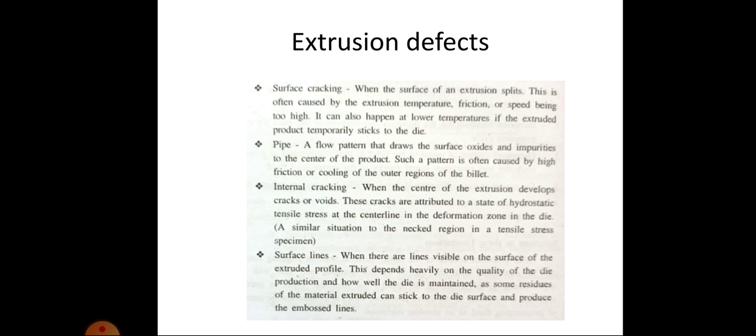When there are lines visible on the surface of the extruded profile, it is called surface lines. This depends heavily on the quality of the die production and how well the die is maintained, as some residues of the material extruded can stick to the die surface and produce the embossed lines.